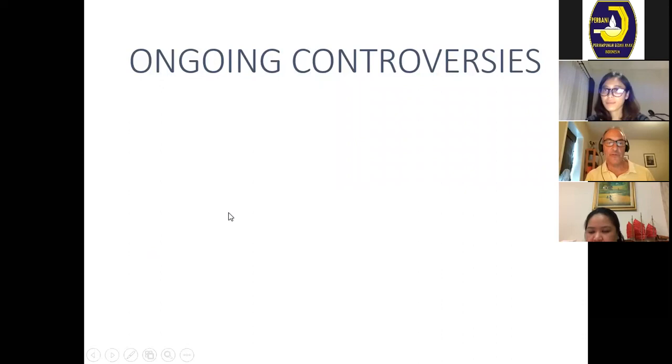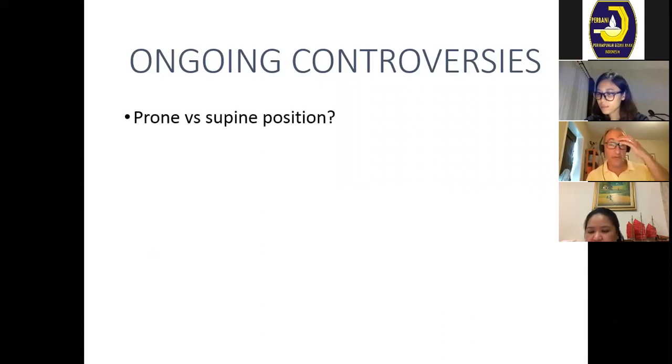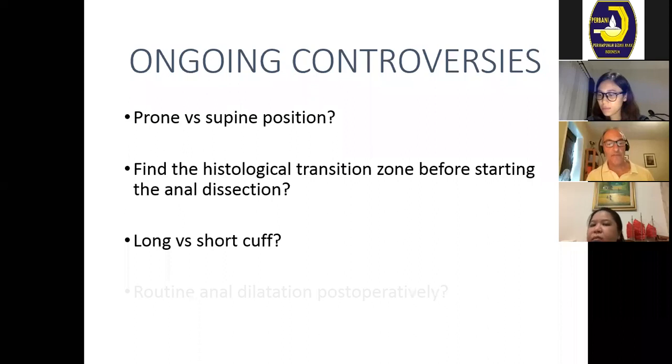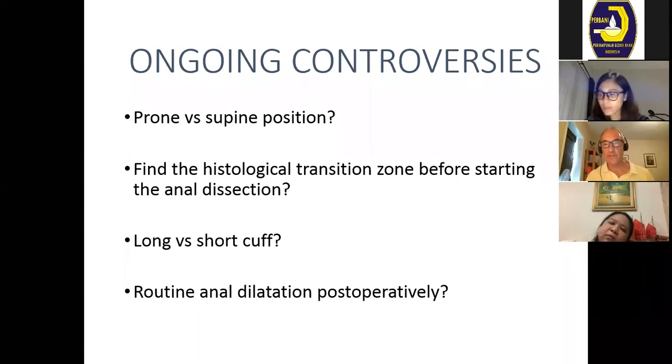So I want to address a few different controversies in the performance of the surgery for Hirschsprung's disease, the transanal pull-through in particular. The first thing is, should this be done in the prone position or the supine position? I showed you the supine position. I'm going to just list the controversies and then I'll go into them one by one. The second one is, do you need to find the histological transition zone before you start that anal dissection? The third is about how long the cuff should be. And the fourth is whether you should do a routine anal dilatation after the pull-through.